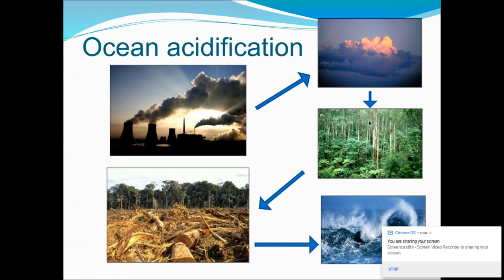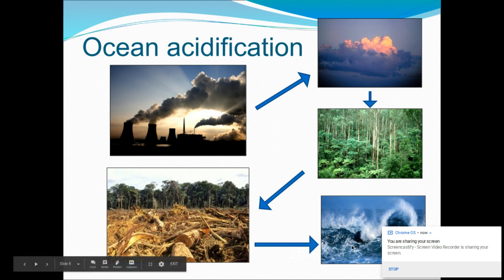So what has happened is we as humans have participated in a thing called deforestation. So we've chopped down all our trees. So now that carbon dioxide from up here has nowhere to go. It can't go into the trees because we chopped them down. So where does it go?